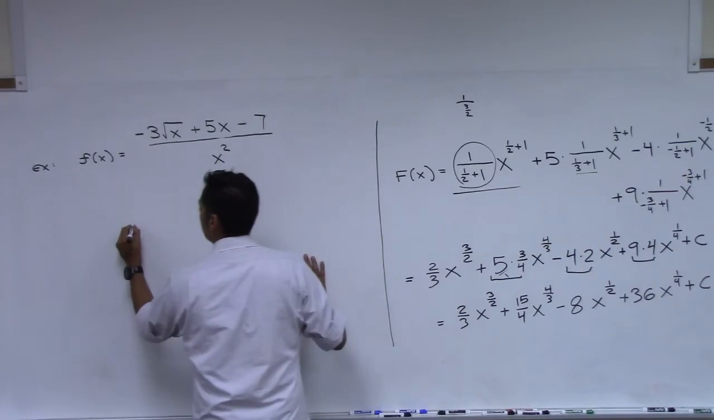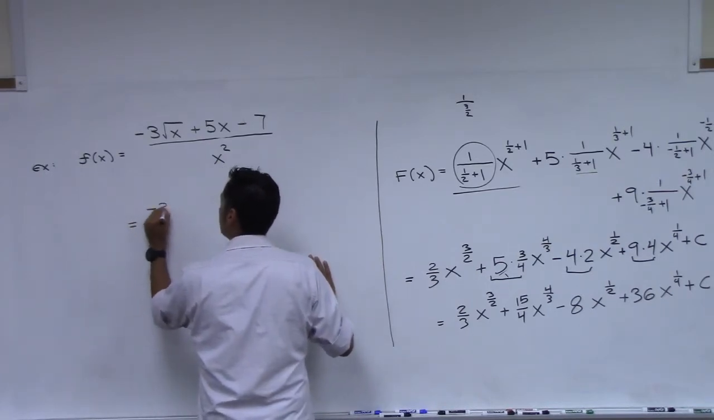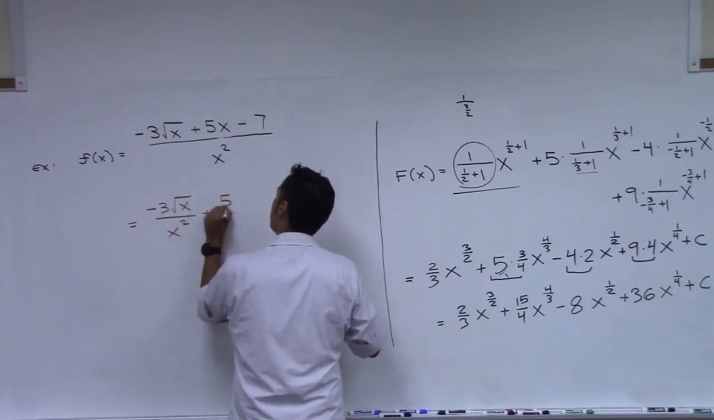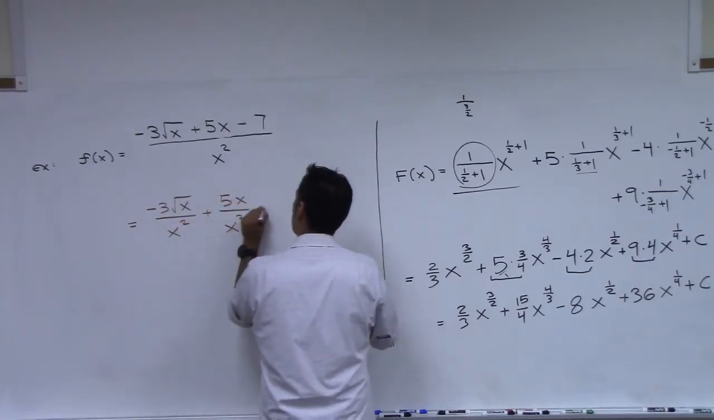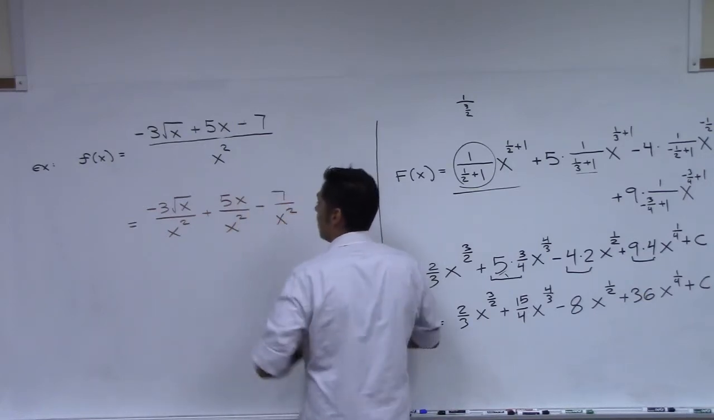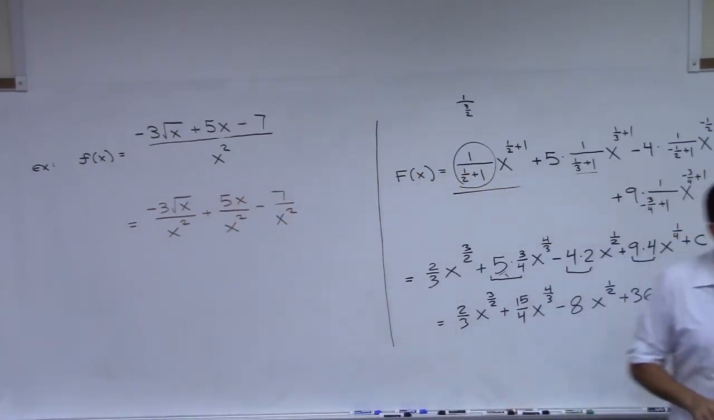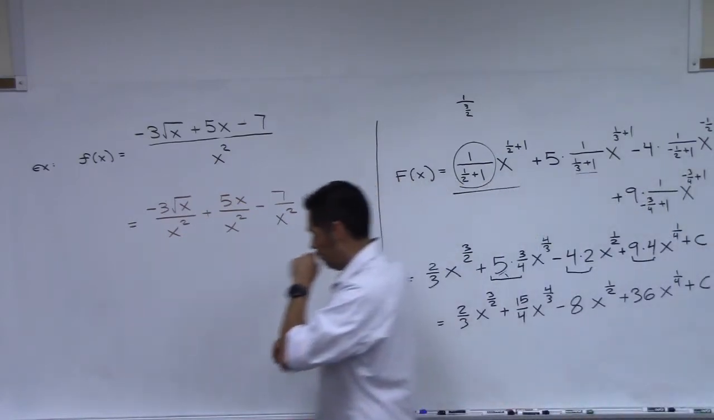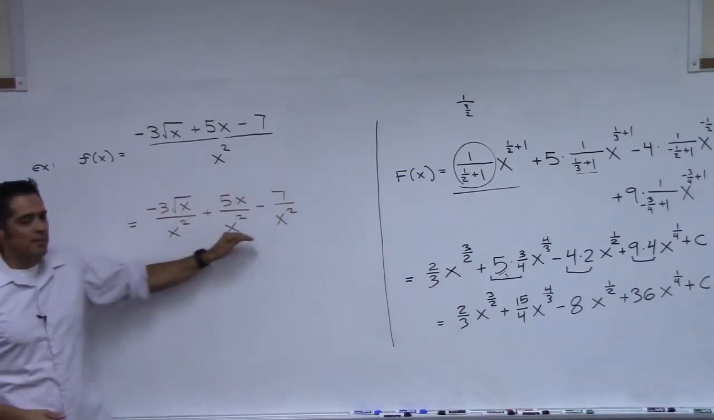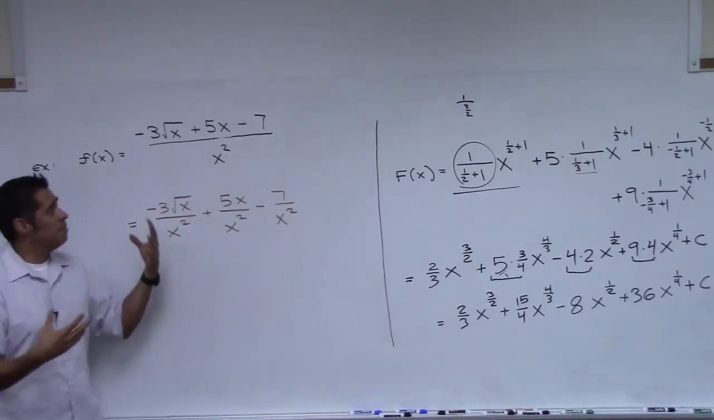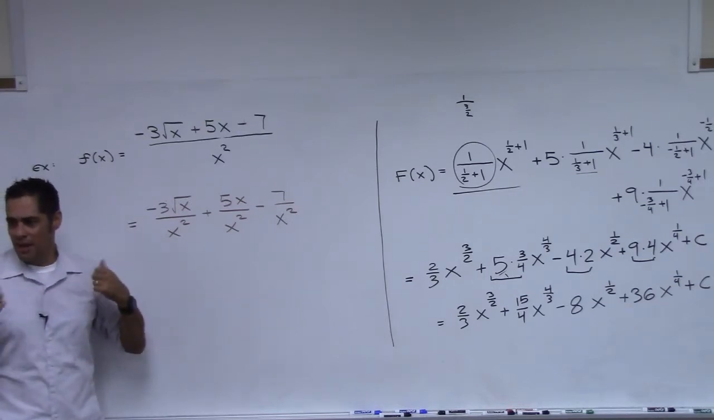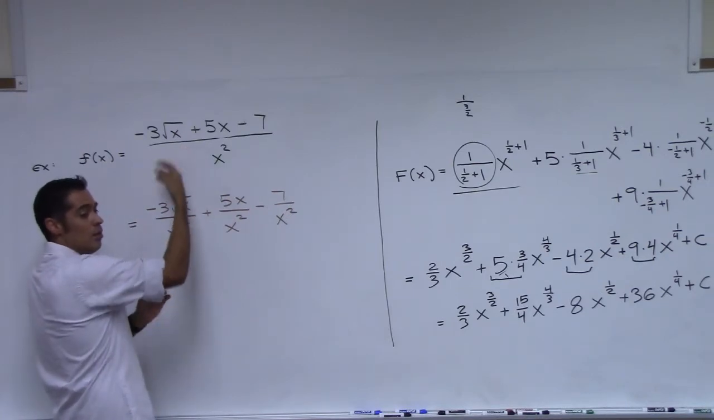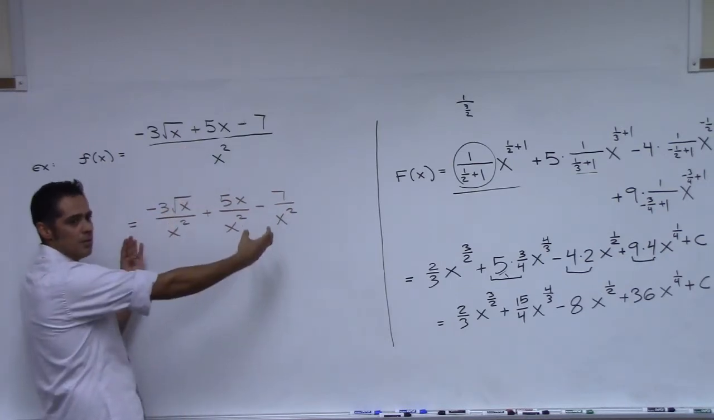You have to be able to recognize that you can rewrite this as -3 root x over x squared plus 5x over x squared, and then minus 7 over x squared. So you might be asking yourself, what is that step? Why am I doing that? Well, remember that when we add and subtract fractions, you have to have the same denominator? Okay, so all I did was basically reverse it. Had I given you this and asked you to put it together, you would go to this. But in order to use the formula, I have to rip it back apart to this.